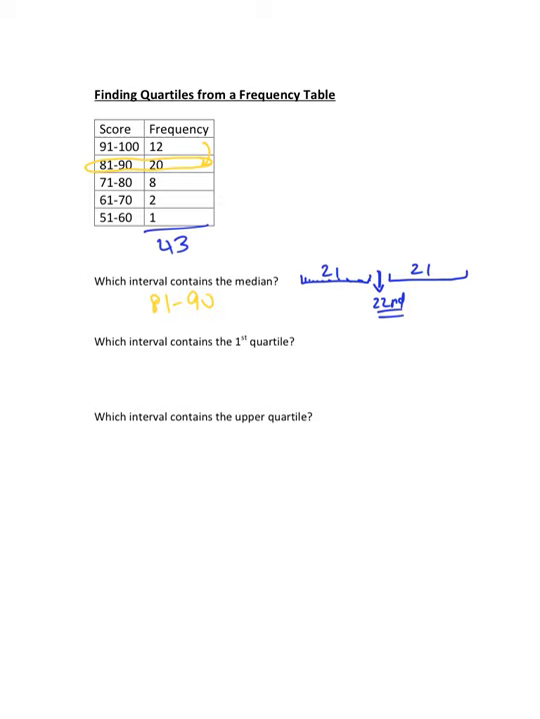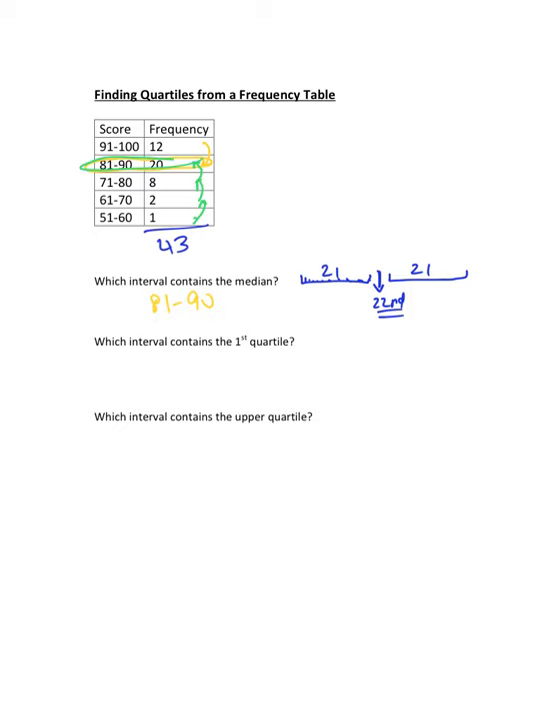Okay, I could have done it from the bottom also. I would have gotten the same result. If I went from the bottom and I added frequencies going up, 1 plus 2 is 3. 3 plus 8 is 11. I'm looking for the 22nd person. 11 plus 20 gets me past 22, so the 22nd person is again somewhere in this interval.